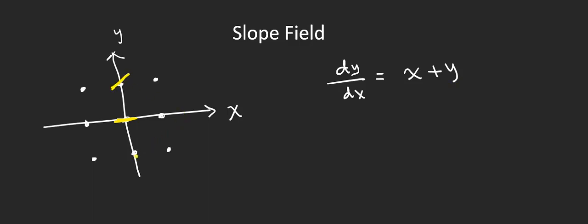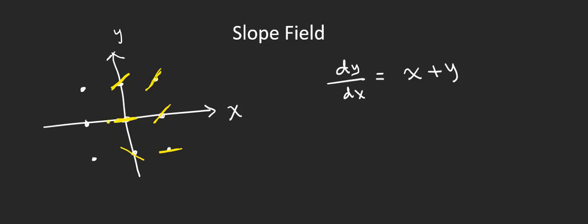What about over here? It's 0, negative 1. So the slope is going to be negative 1. What about 1 and 1? 1 plus 1 is 2, so it's going to be steeper than 1. Over here, that's 1 plus 0, which is 1. And over here is going to be 1 plus negative 1, which is 0.